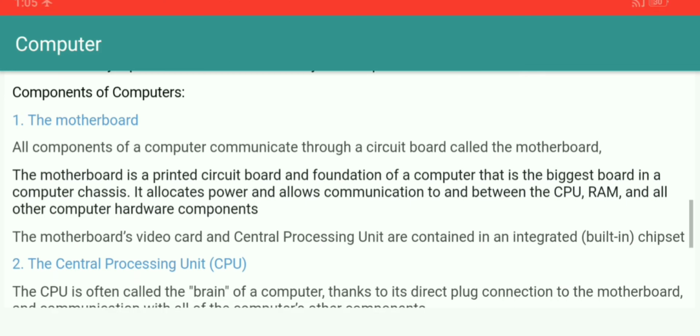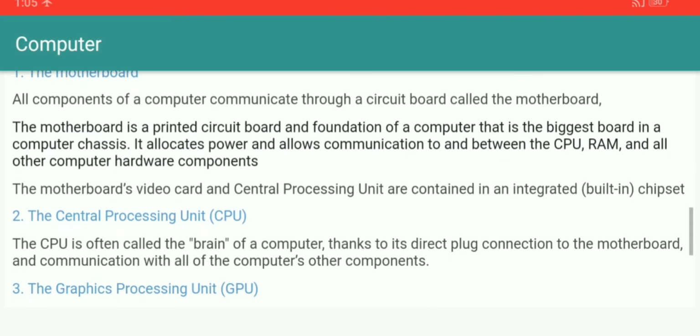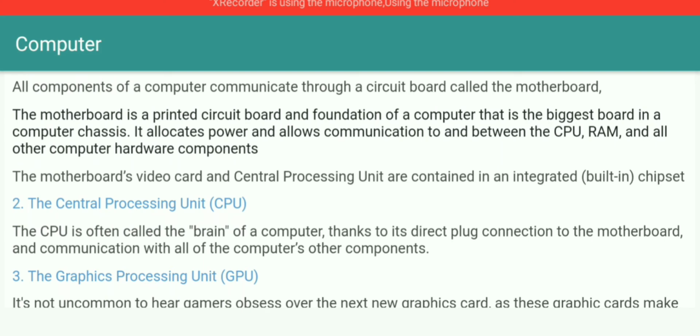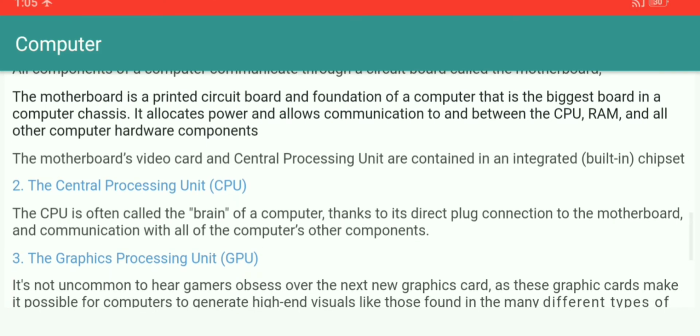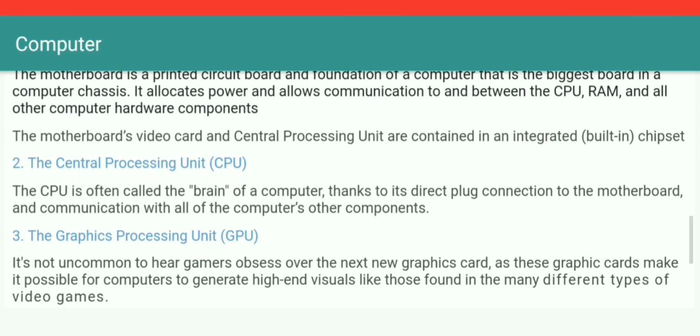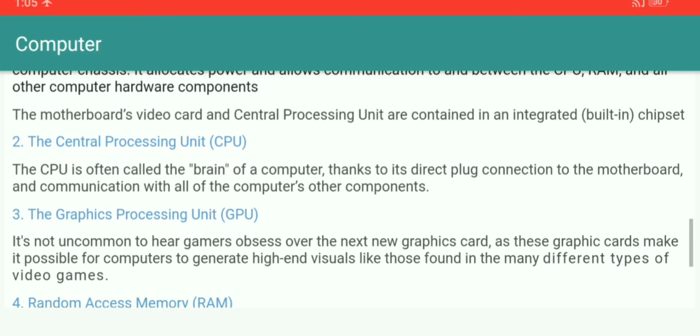So pangalawang components ng computer ay ang CPU or Central Processing Unit. The CPU is often called the brain of a computer. Siya ang utak ng computer mga kaibigan. Doon lahat ng mga storage ng mga memory ng computer. Thanks to its direct plug connection to the motherboard and communication with all the computer's other components.